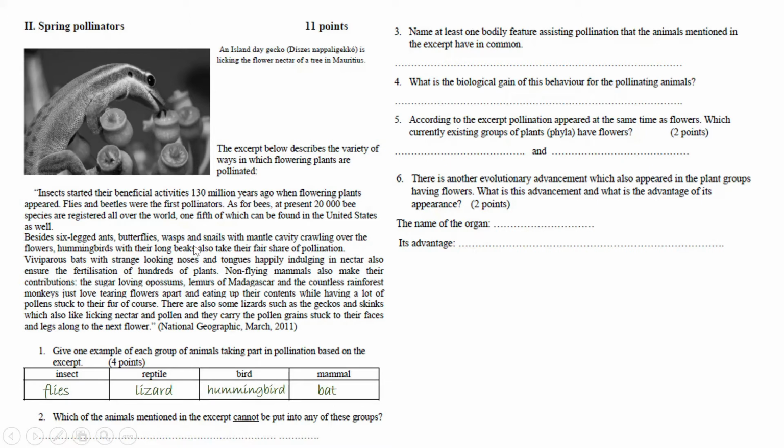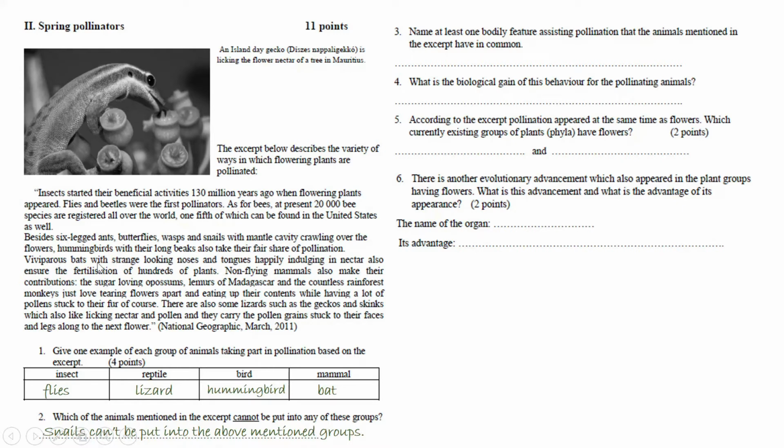Now if we go back to the text, we can see the animals listed in this part, and snails are the ones which are actually mollusks, so snails don't fit into any of the categories. So that's the answer. Name at least one bodily feature assisting pollination that the animals mentioned in the excerpt have in common. Alright, so this is again something that can be answered from the text.